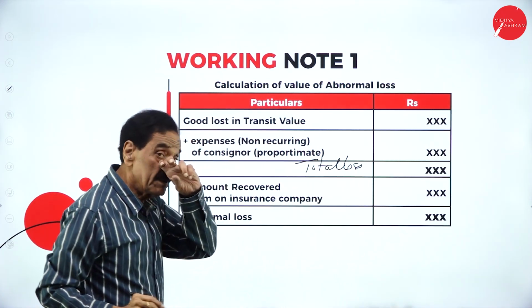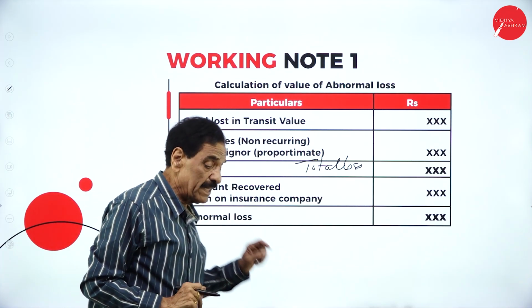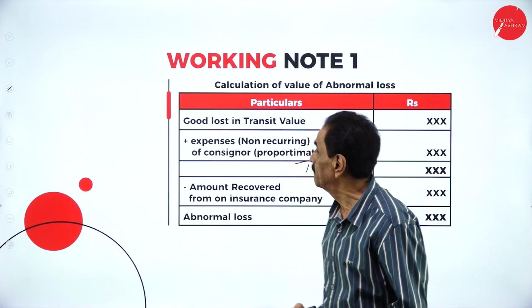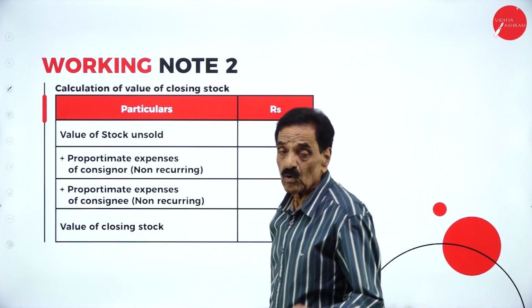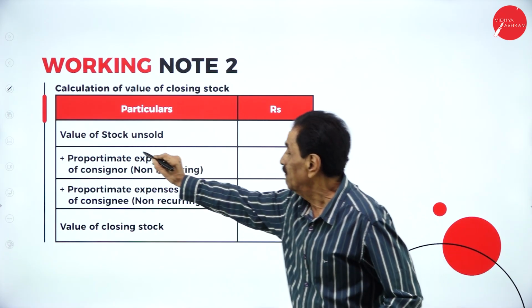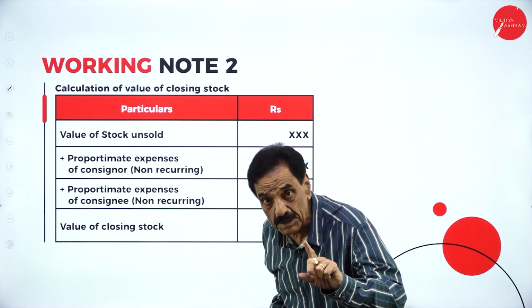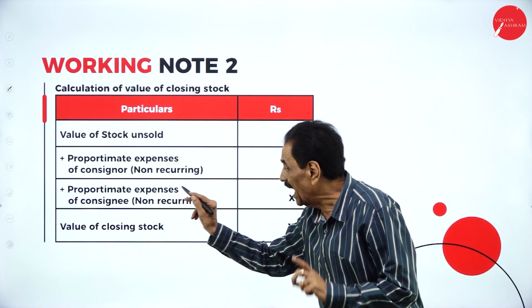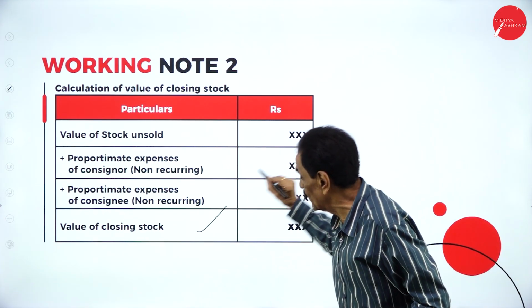Then whatever amount is recovered from the insurance company should be deducted. The difference is abnormal loss. Now, working out the calculation of closing stock: the value of stock unsold, add non-recurring expense of the consignor, add non-recurring expense of the consignee. This is the value of closing stock.